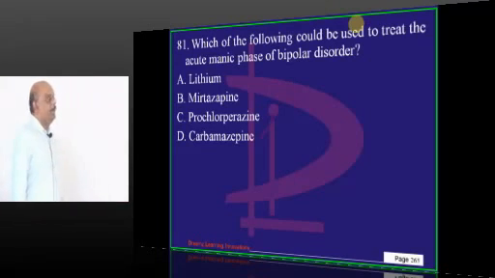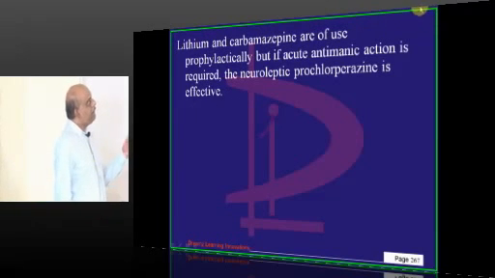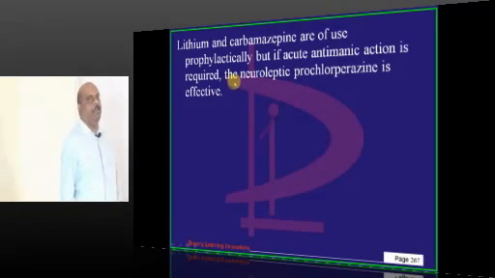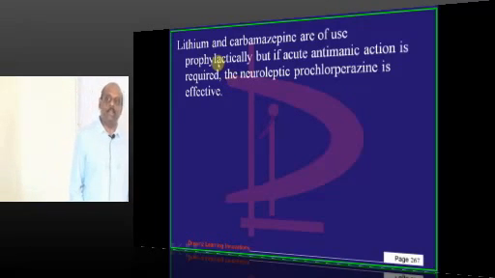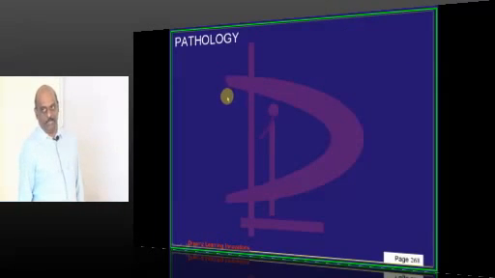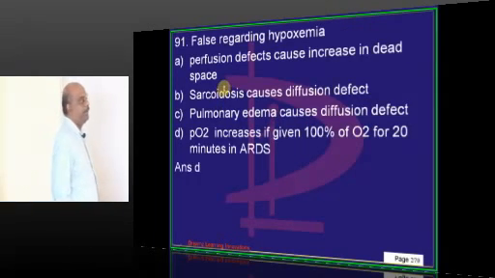Now, coming to bipolar disorder, in the acute manic phase, what do you want to use? We want to use prochlorperazine. Lithium and carbamazepine are more often used prophylactically, but if an acute antimanic drug is required, then you have to go for an antipsychotic like prochlorperazine is what you need to basically appreciate.